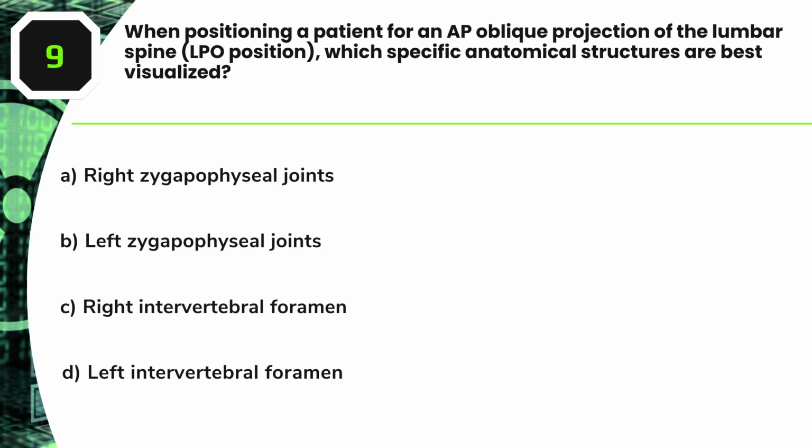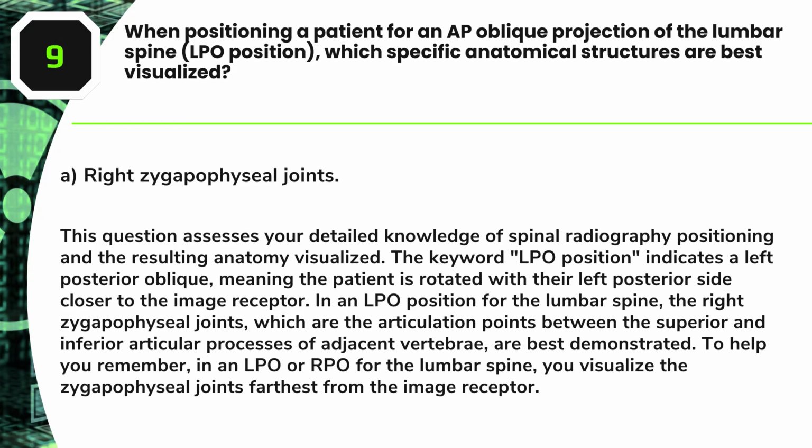Question 9. When positioning a patient for an AP-oblique projection of the lumbar spine, LPO position, which specific anatomical structures are best visualized? A. Right zygapophyseal joints. B. Left zygapophyseal joints. C. Right intervertebral foramen. D. Left intervertebral foramen. Answer: A. Right zygapophyseal joints.